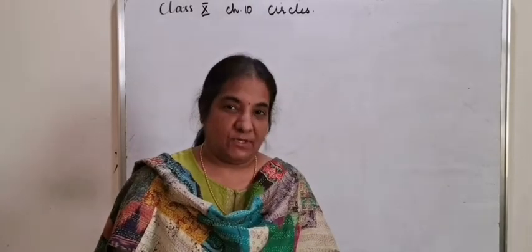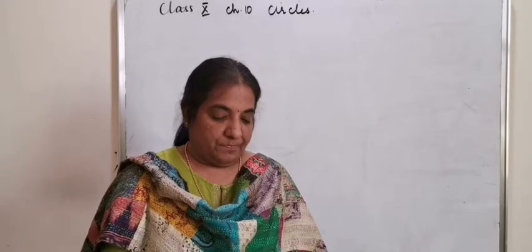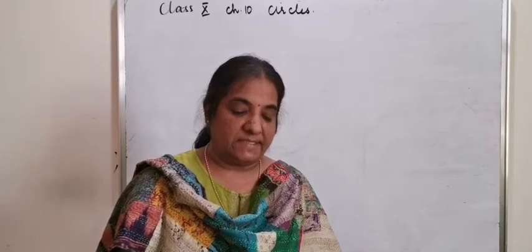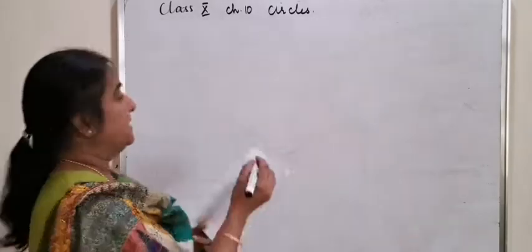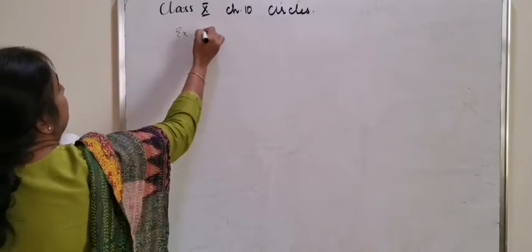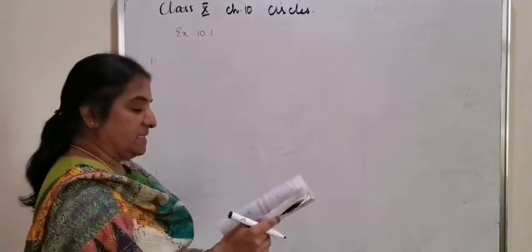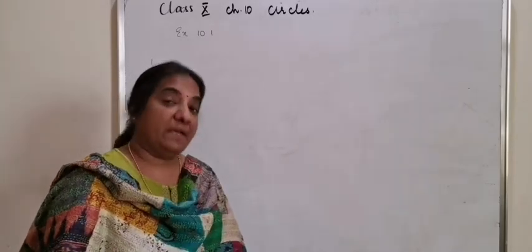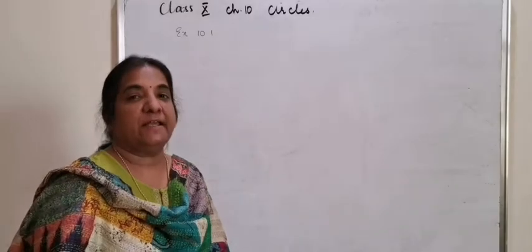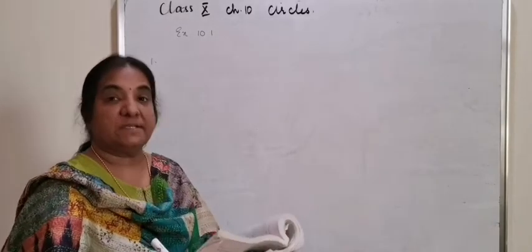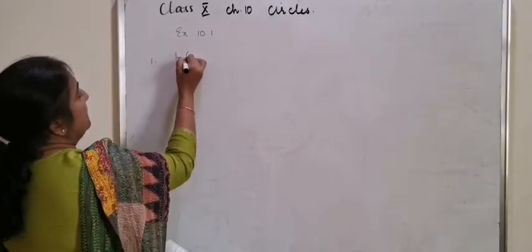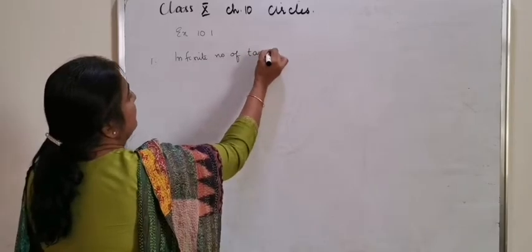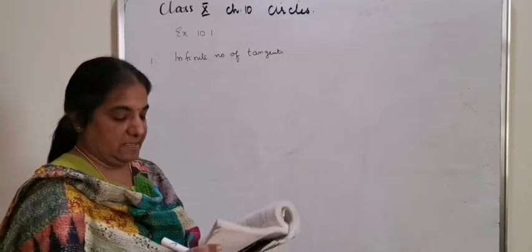Exercise 10.1 is based on this theorem. Exercise 10.1, question number 1. How many tangents can a circle have? As I explained, a circle is made up of many points. At each point there can be a tangent, and so a circle will have an infinite number of tangents.